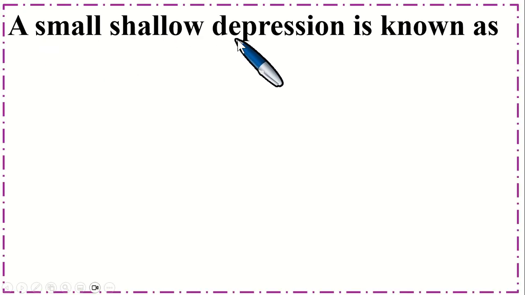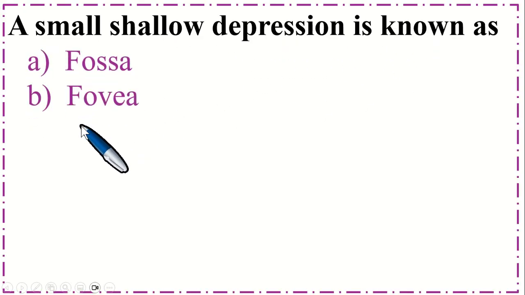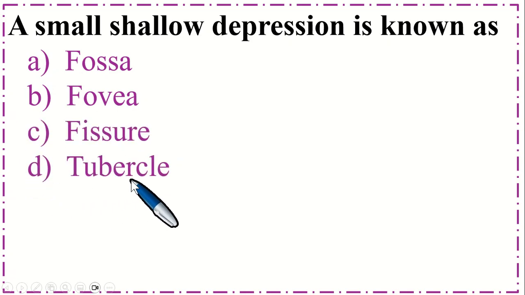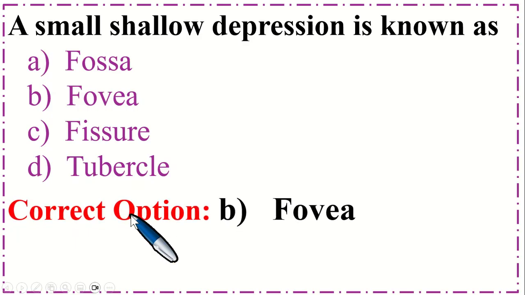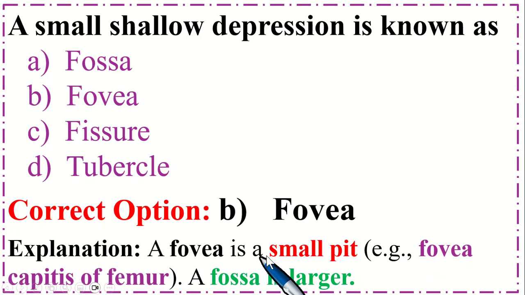A small shallow depression is known as option A fossa, B fovea, C fissure and option D tubercle. So the correct option is B fovea. A fovea is a small pit, for example fovea capitis of the femur. A fossa is a larger depression.